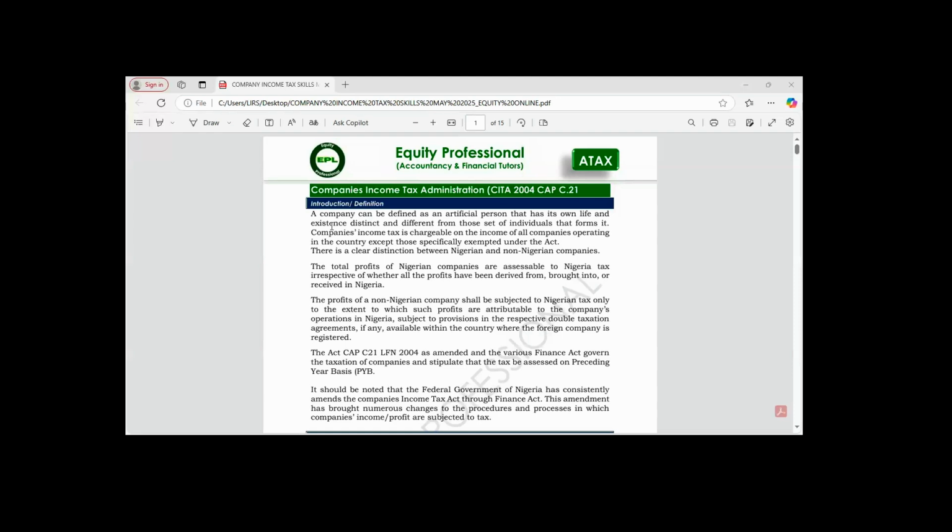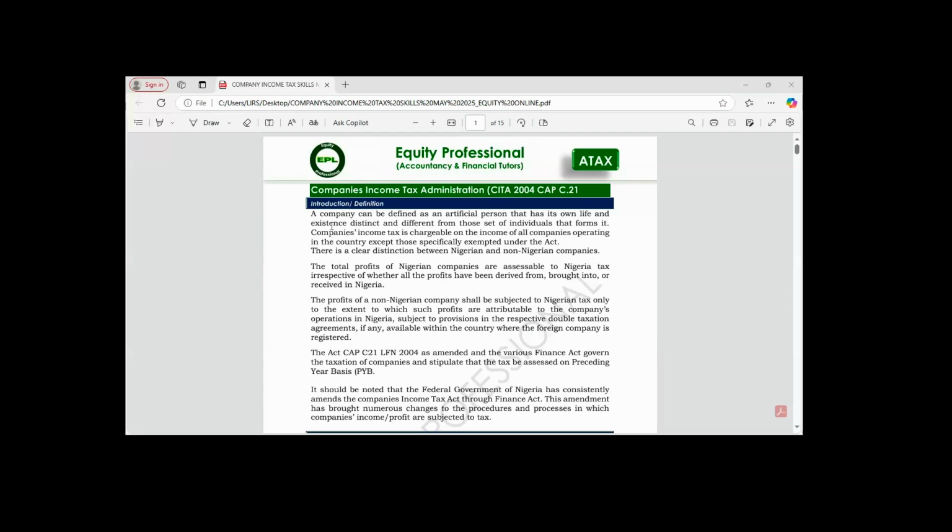They also perform operation and generate income in Nigeria. Such companies are regarded as non-Nigeria or non-resident companies. So for the Nigerian company, the totality of all their income will be liable to tax.